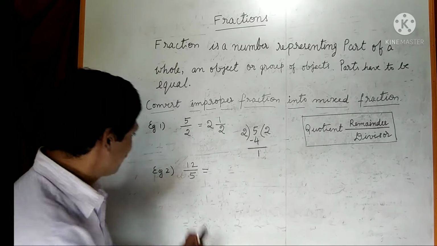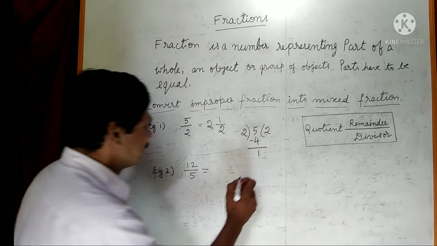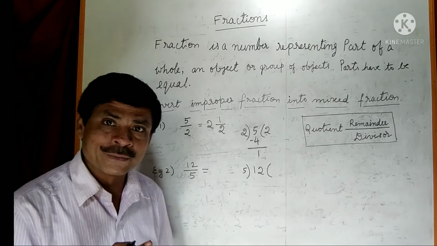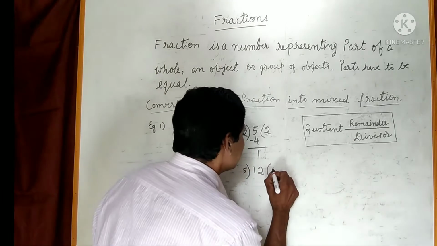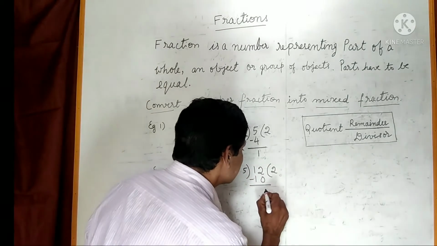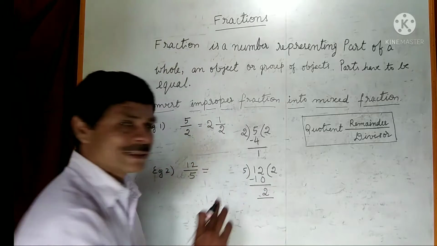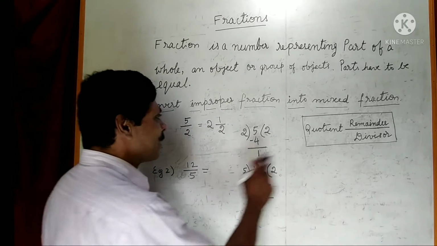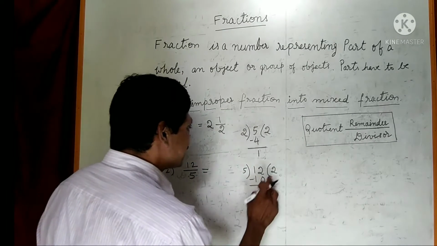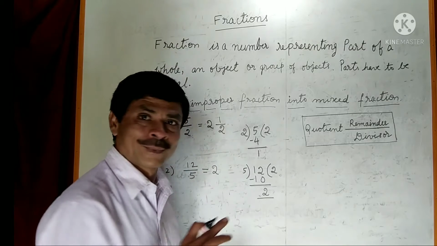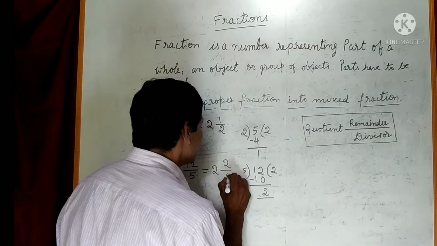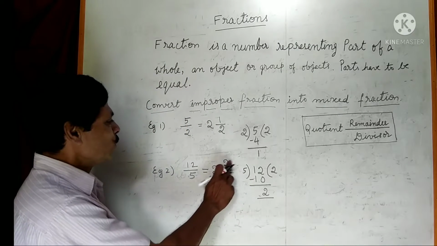Let us see one more example. We will take 12 by 5. We will divide 12 by 5. 5 twos are 10. 12 minus 10 is 2. That means the remainder is 2. Now we will write in the form quotient, remainder by divisor. The quotient is 2, the remainder is 2 divided by 5. 2 by 5.